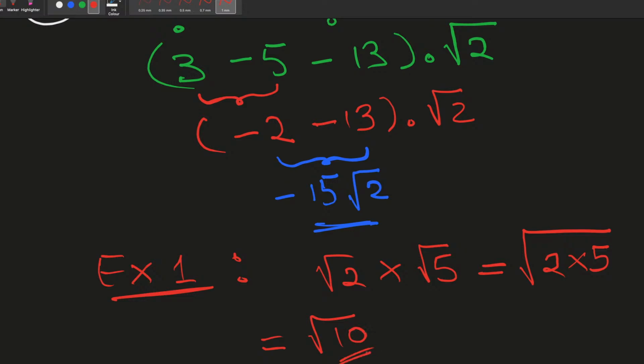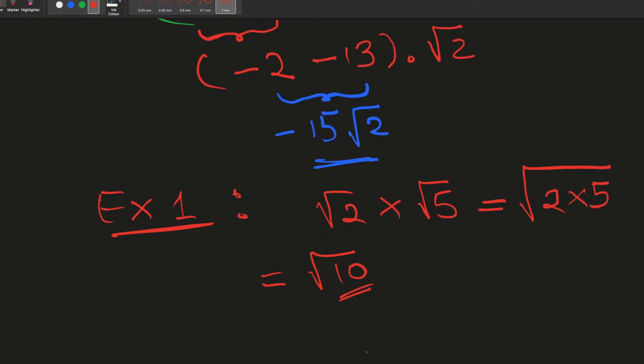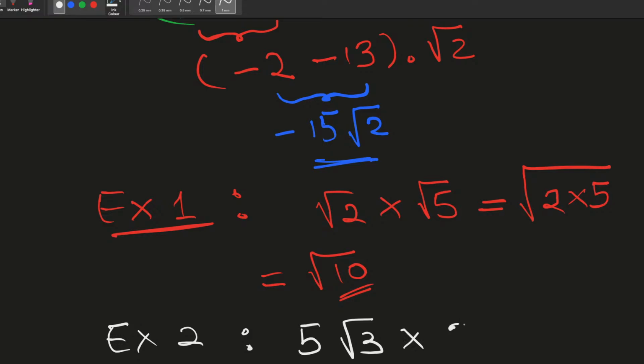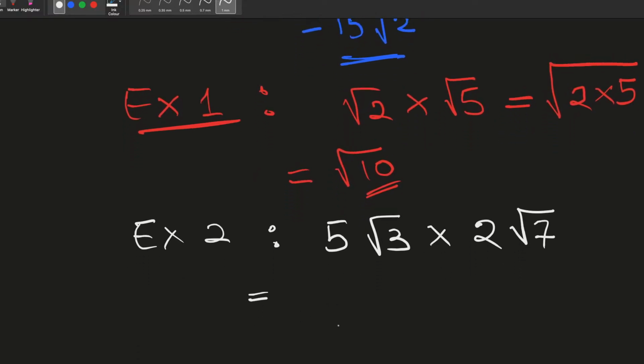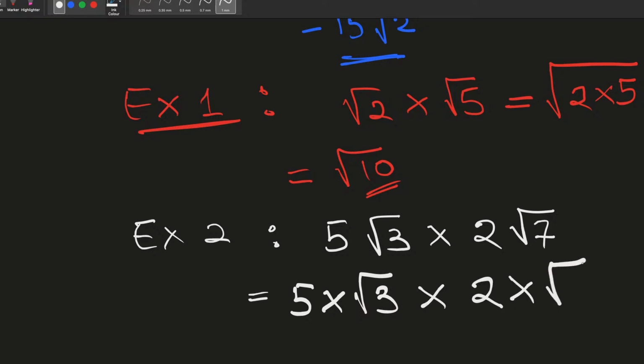Very simple. Now let's look at further examples. Example 2: we have been given 5 root 3 multiplying 2 root 7. This we have to solve. So you see, the meaning of this multiplication is that 5 is multiplying root 3, and it's also multiplying 2, and it's also multiplying root 7.